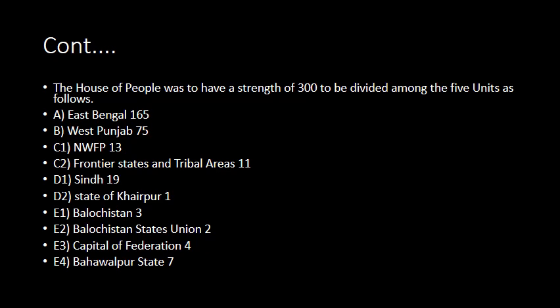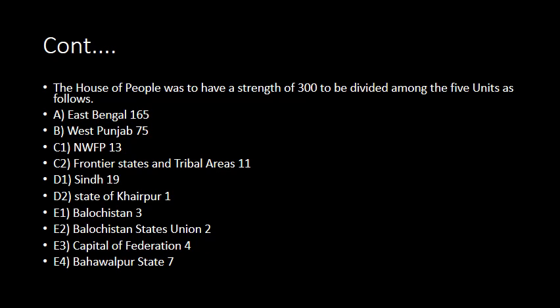So 300 seats were divided according to the population. If we see on the wing basis, the eastern wing and the western wing, the east wing got 165 and the west wing got 135 seats, right? So the representation in the House of People was made according to the population, and East Bengal got the majority. In this way, the parity was set up between both wings.